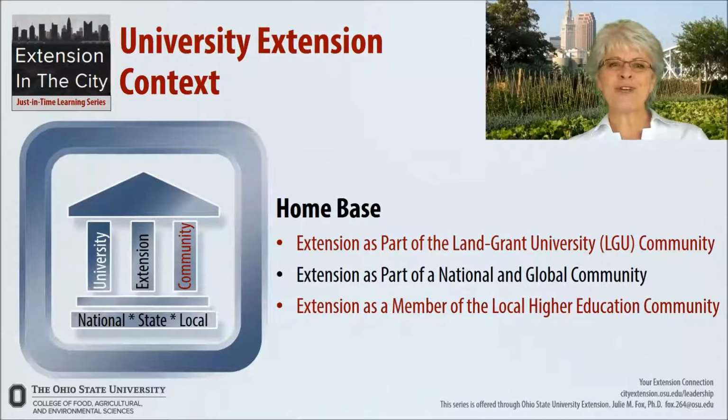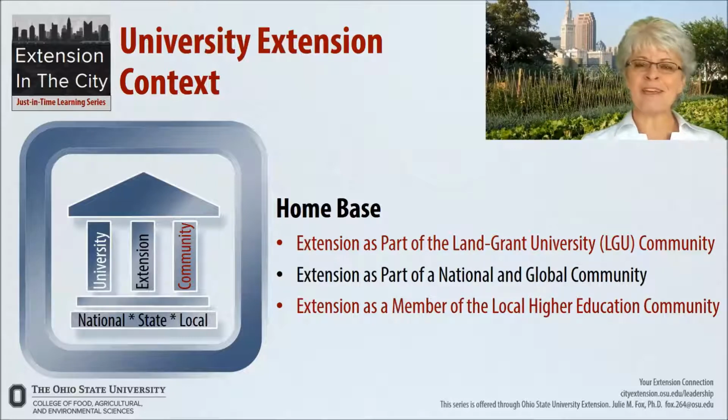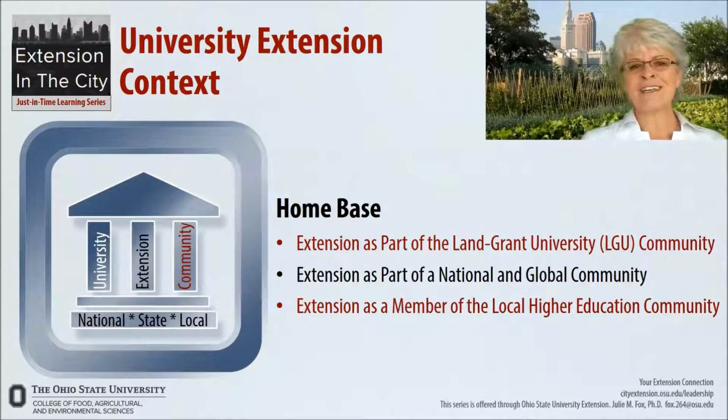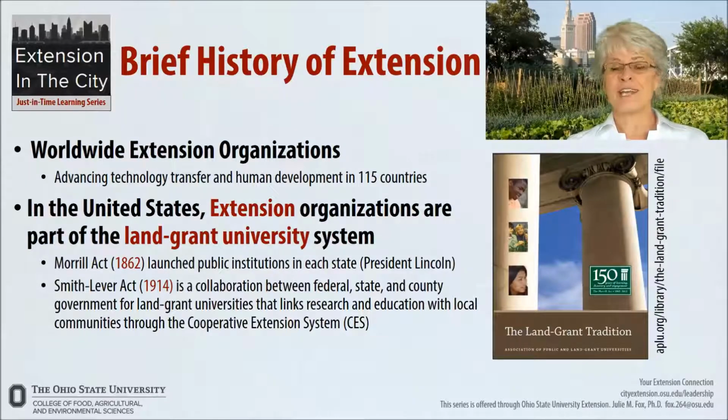When it comes to university extension context, you see the three pillars here. Extension is part of the land-grant university community. It's part of a national and global extension community, and it's a member of your local higher education community. Extension operates locally, at the statewide level, nationally, and even globally. Worldwide, extension organizations have been advancing technology transfer and human development in 115 countries for years. Here in the United States, extension organizations are part of that land-grant university system.